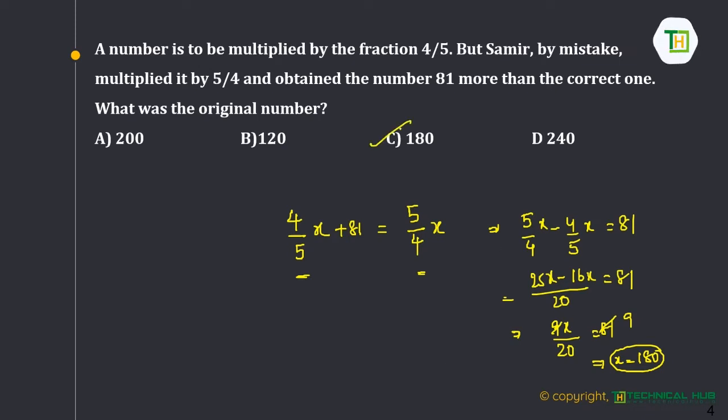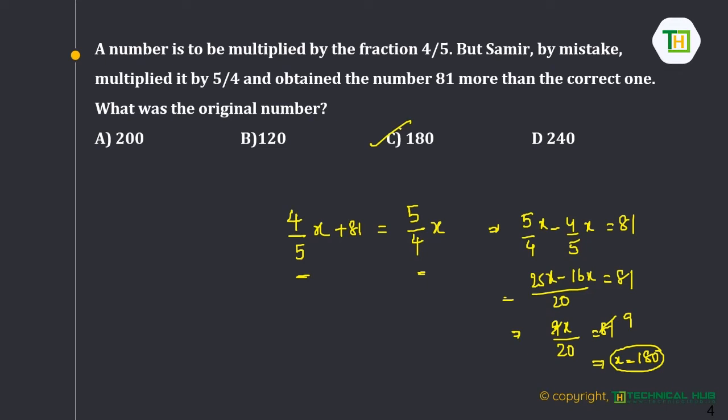It's a simple simplification here. Just try to convert the given sentence into an equation. Actually I have to multiply a number with 4 by 5. Instead of doing that, I multiplied with 5 by 4. As a result, I got 81 more than the actual one. So the actual one is 4 by 5x plus 81 is equal to 5 by 4x. If I further simplify it, I'll get the value of x, which is 180.